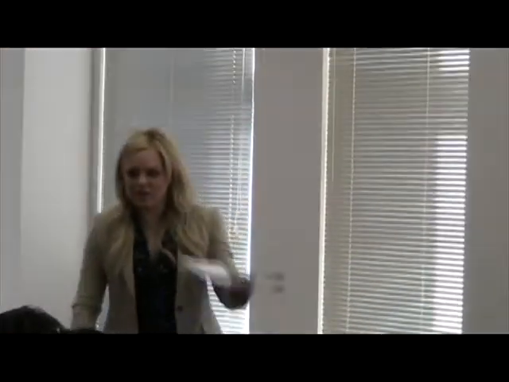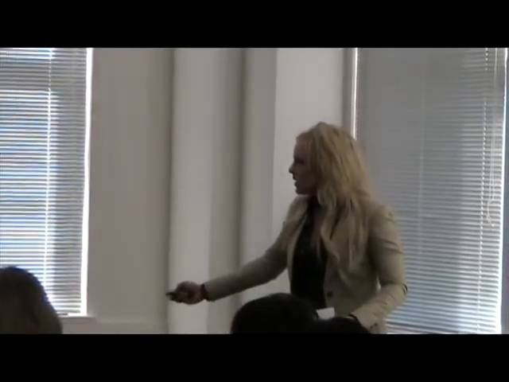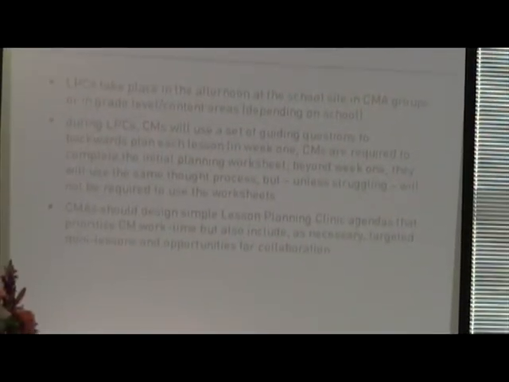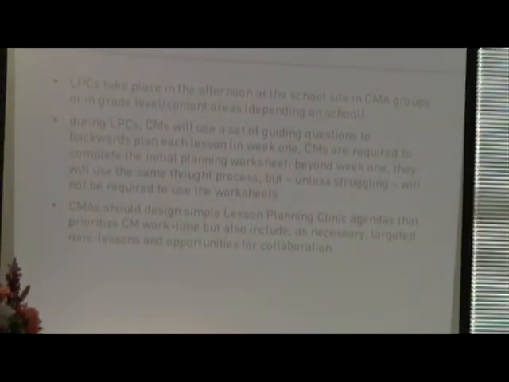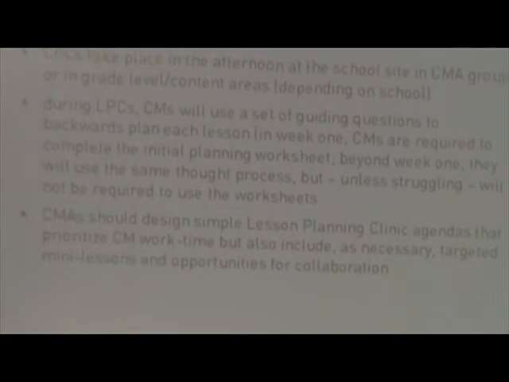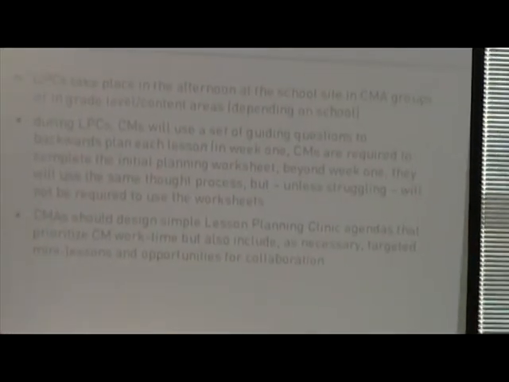No, that's great. It's great to be able to make sure that we understand all of these fully. So just take a quick minute and look over these. Lesson planning clinics take place in the afternoon at the school sites. They take place on Mondays and Wednesdays. And then this is the point that you got to in the second part: the core members use a set of guiding questions to backwards plan every single lesson.